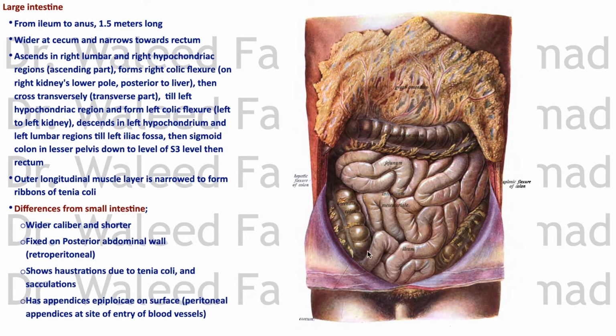It may reach the right pelvic wall, but anyway, it curves, goes laterally to the right side, and then back to the midline where it ends level with S3 as it becomes the rectum. So it runs from the right iliac fossa through the right lumbar, right hypochondriac, across the abdomen to the left hypochondrium, left lumbar, iliac, and then to the pelvis as it crosses the pelvic brim.